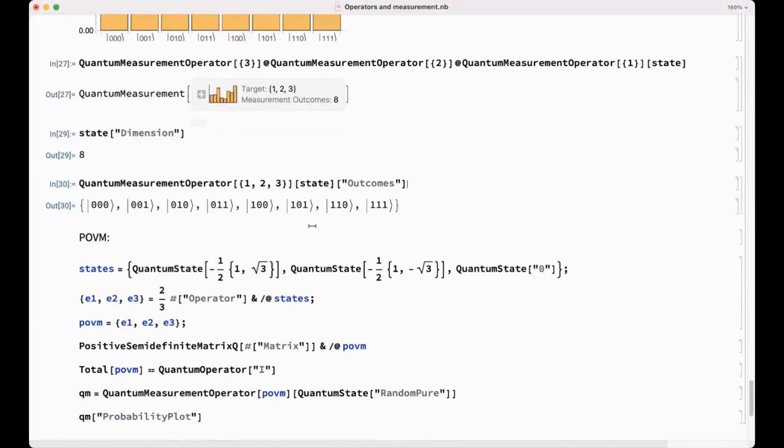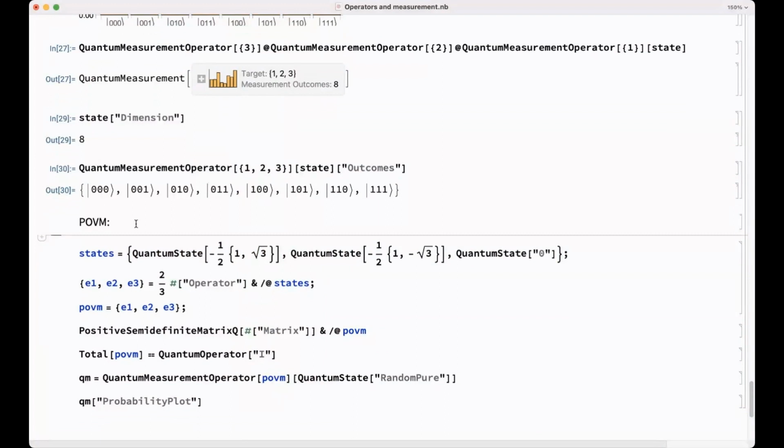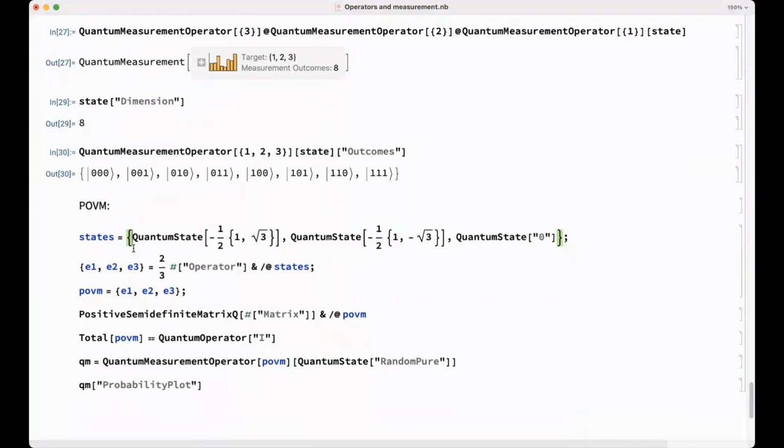With POVMs, you go beyond the projective measurements. It means, first of all, that after the measurements, the states have overlap. They are not orthogonal anymore. This is a case that happens a lot, for those of you familiar with weak measurements. That's exactly the case. Your measurement results are not orthogonal anymore.